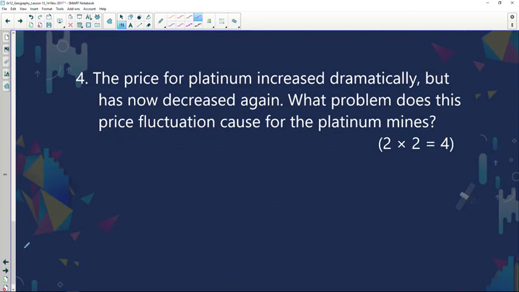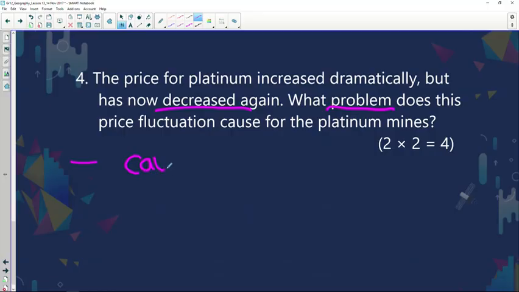Now, the last question, question number 4. The price for platinum increased dramatically, but has decreased again. What problems does this price fluctuation cause for the platinum mines? The reason for the massive price fluctuation is that there was unrest on the mines regarding strikes, and unfortunately people don't want to invest in them anymore.